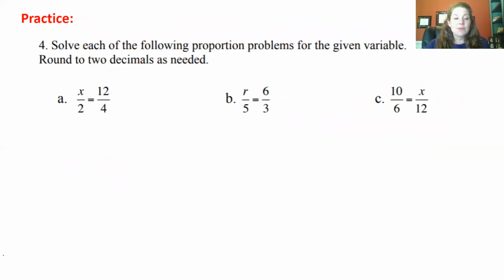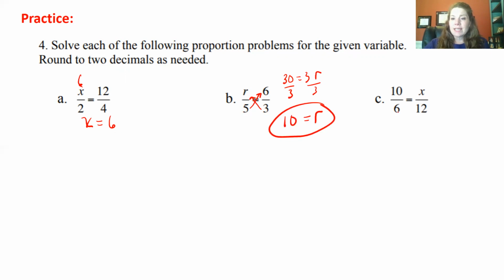All right, practice 4. 2 times what is 4? 2 times 2. So what number times 2 is 12? That would be 6. So x is equal to 6. All right, we can't get from 3 to 5 or 5 to 3 by multiplying by a whole number. So we're going to use cross products. So 5 times 6 is 30. 3 times r is 3r. You divide by what's with the variable. So r is equal to 10.